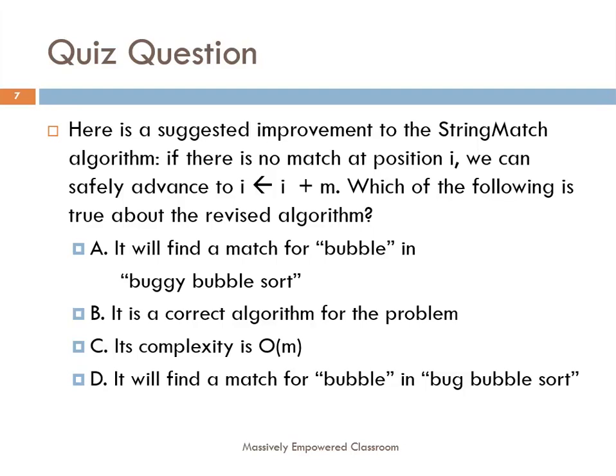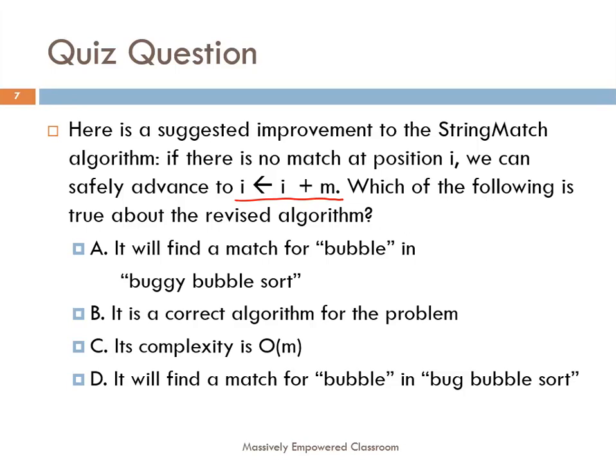So here is a question. Let's say we make a small improvement to the string match algorithm. We don't know if this is a good one or a bad one, but let's try it anyway. If there is no successful match at some position i, instead of advancing by 1, instead of doing i equals i plus 1, what if we did i equals i plus m? So we jump m steps. That is, the length of the pattern is how much we jump whenever there is an unsuccessful match.